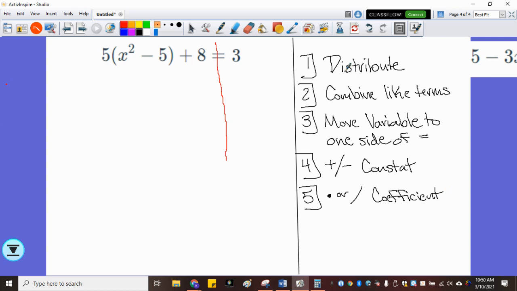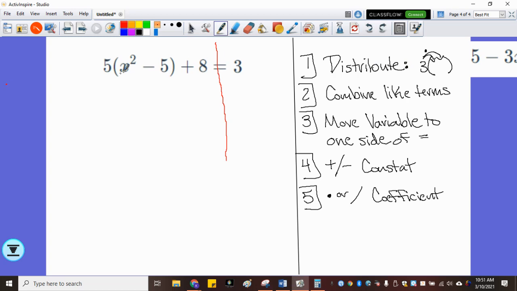Okay. Distribute. Remember, distribute is when you have parentheses and you're multiplying in. So you multiply it. And that's what we have here. So we have our parentheses and we multiply in. So 5 times x squared is just 5x squared.